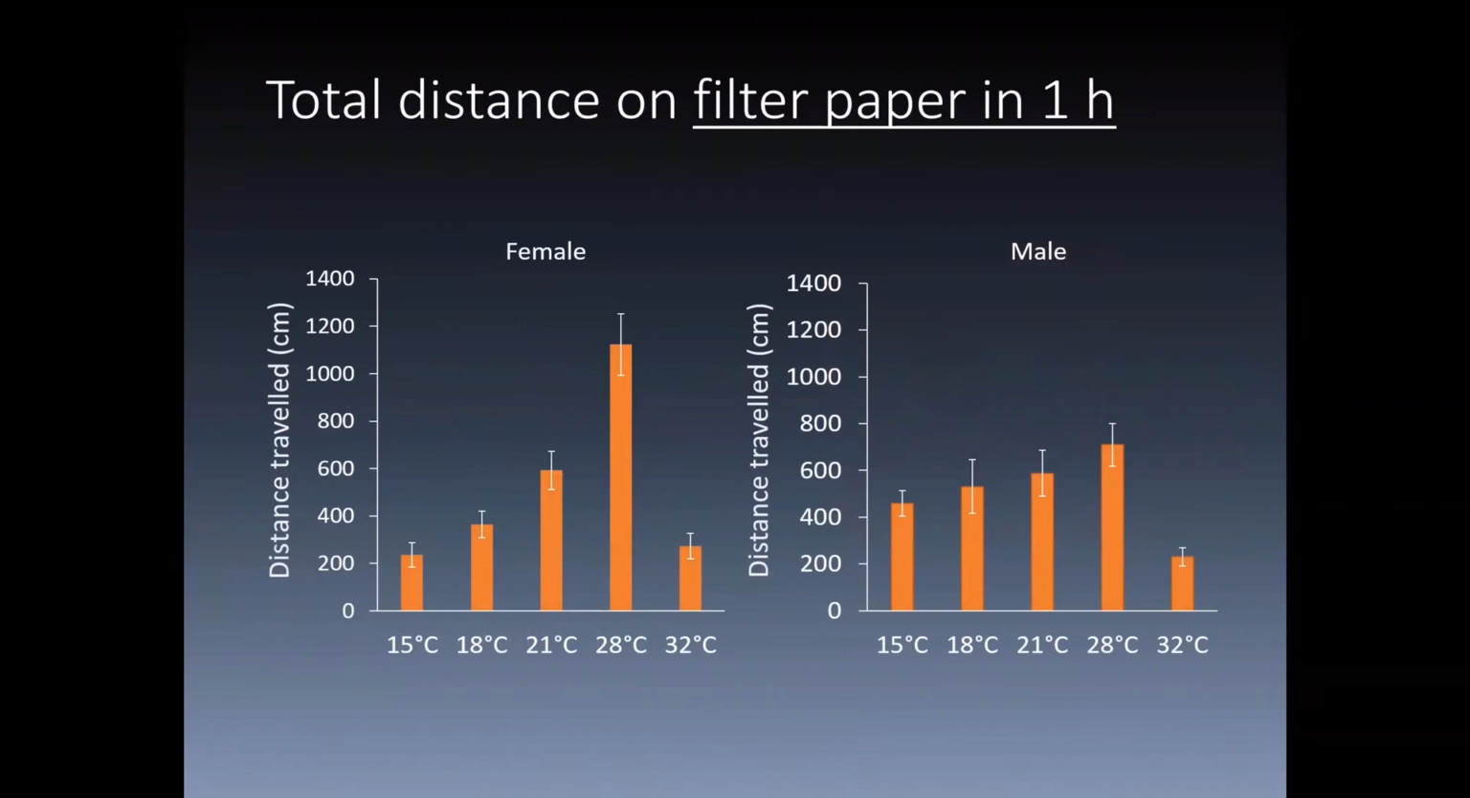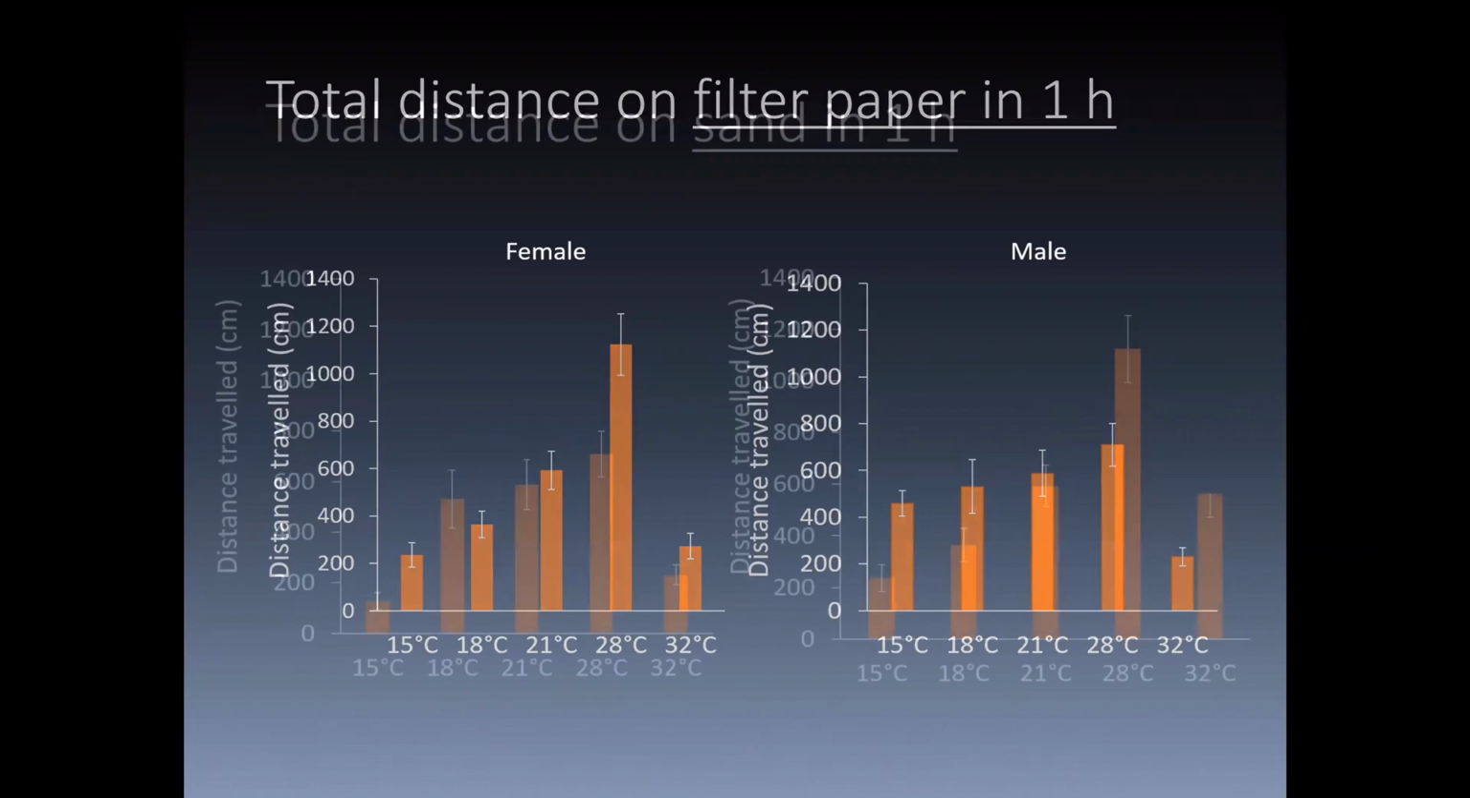So what we see is that as they get acclimated to higher temperature, they tend to walk more, for further distance, especially the females. But in males, we didn't see any difference here. So this we did on a hard surface. We chose to do it on a filter paper, so it can be like a hard surface.